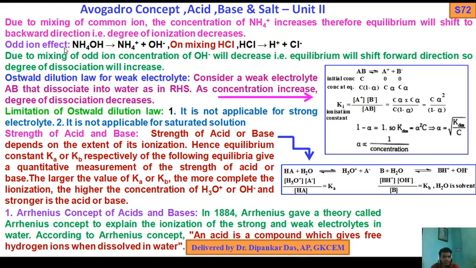Odd ion effect. Ammonium hydroxide dissociates into ammonium ions plus OH minus ions. On mixing HCl, what will happen? HCl gets dissociated into H plus plus Cl minus. Here the H plus ion is the odd ion. Due to mixing of the odd ion, the concentration of OH minus will decrease, that is, equilibrium will shift in the forward direction, so degree of dissociation will increase.